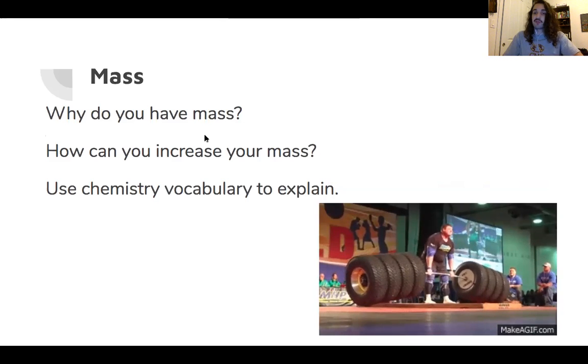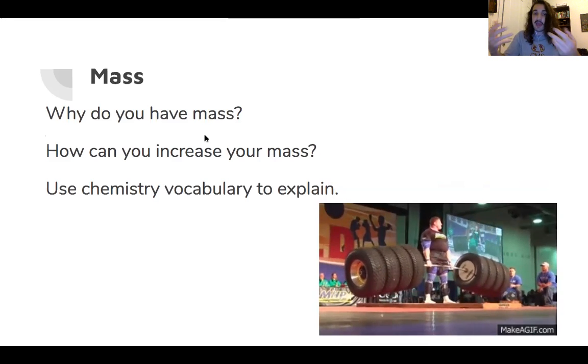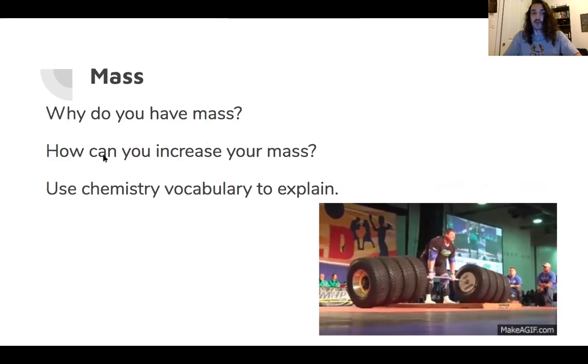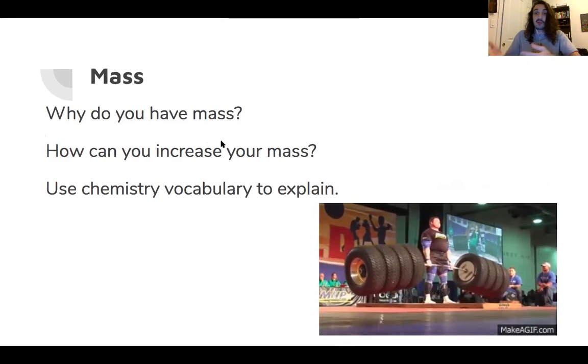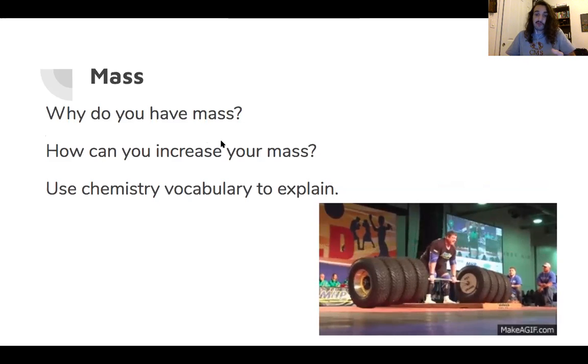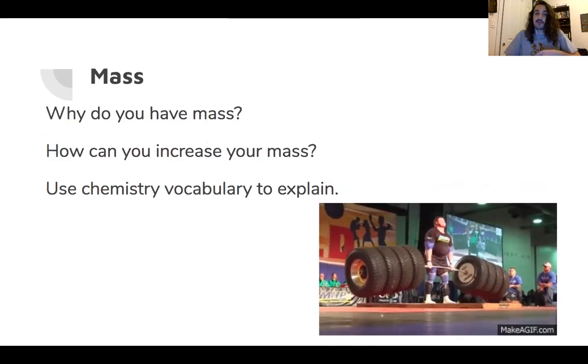So why do you have mass? You have mass because you're made of atoms, and atoms have protons and neutrons. What's a way you can increase your mass? You can eat food that has more atoms, therefore putting more atoms into your body.